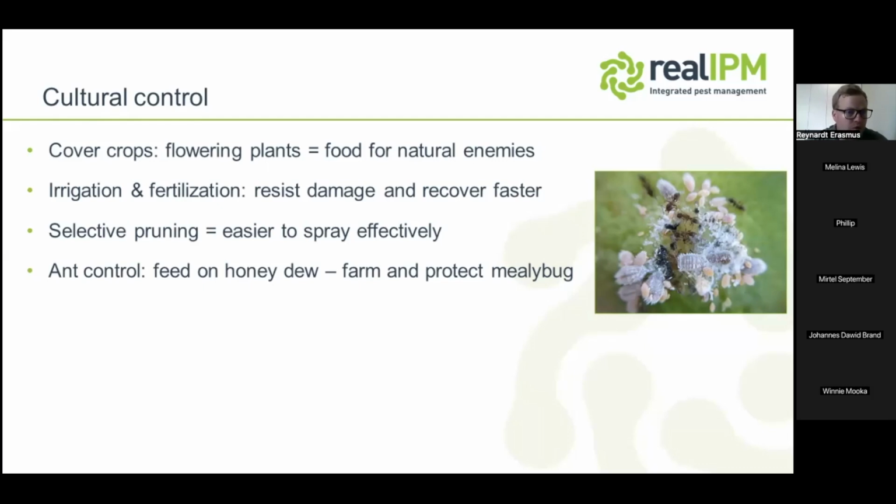Secondly, optimal irrigation and fertilization leads to physiologically healthy plants that can more easily resist insect or pest damage and can also recover faster from that. It is widely noted that excess nitrogen fertilizer leads to vegetative growth, and we know that mealybug prefer to feed on this new flush.